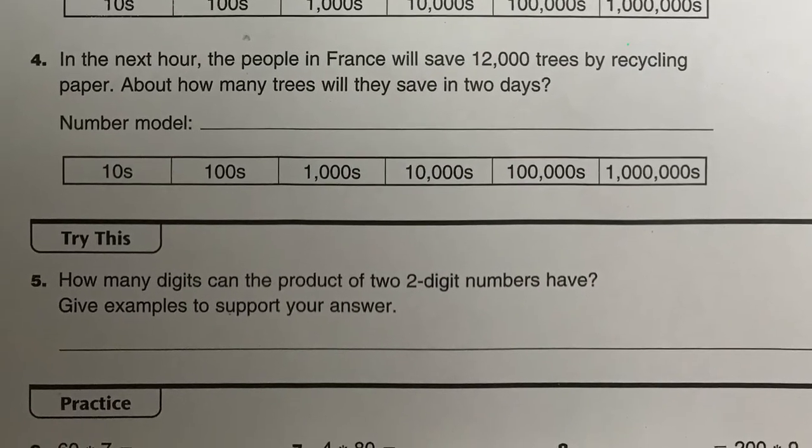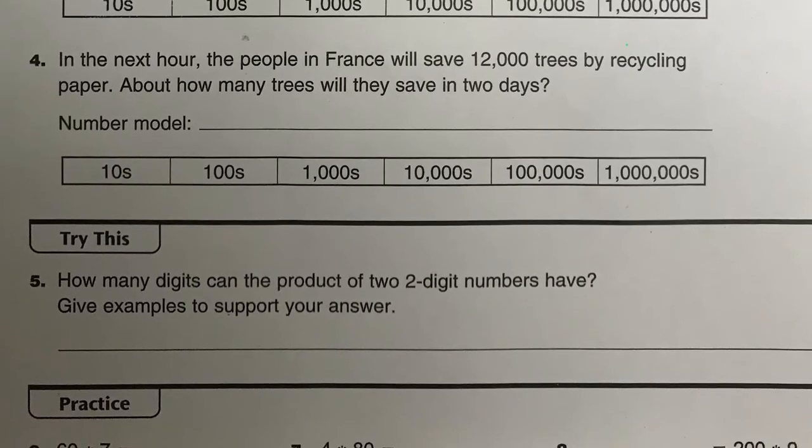In the next hour, the people of France will save 12,000 trees by recycling paper. So let's round 12,000 to a very even number of 10,000. And now, how many trees will they save in 2 days? So now we have to think, how many hours are in 2 days? So 1 day, of course, is 24 hours. And 2 days would be 48 hours. That's close to 50. So why don't we do times 50?